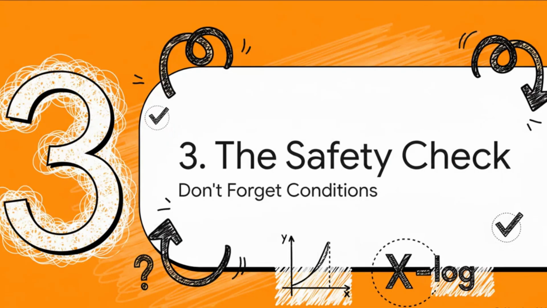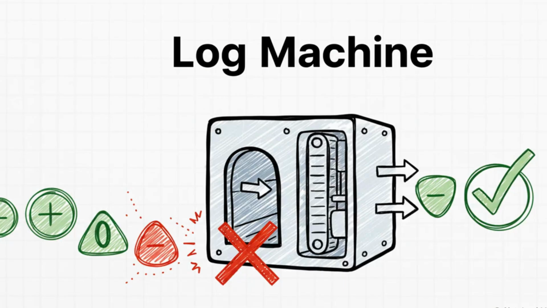But hold on. Before we start rearranging equations, we have to talk about safety. This step is absolutely non-negotiable. And trust me, it's going to save you from getting the wrong answers down the line. Think of a logarithm like a machine with one critical safety rule. It only takes positive numbers. You can't feed it a 0, and you can't feed it a negative number. It just won't work. So the argument, that's the stuff inside the parentheses, has to be greater than 0, period. Any answer for x that breaks this rule is not a real solution. You gotta throw it out.